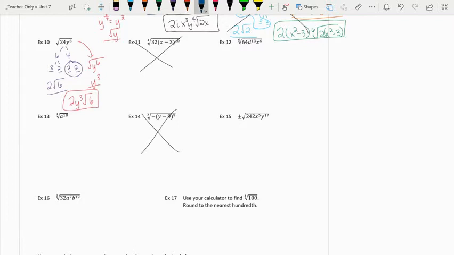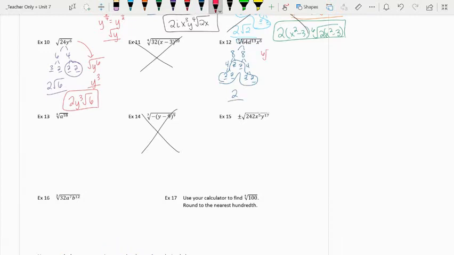Looking at number 12, we are looking for the sixth root, so we're going to break down 64. So I'm going to do 8 times 8, 4 times 2, 2 times 4, 2 and 2, 2 and 2, right? Which, if you take a look at that, there are actually six 2s, which means the sixth root of 64 is 2. And there's nothing underneath the root because there's nothing left over.